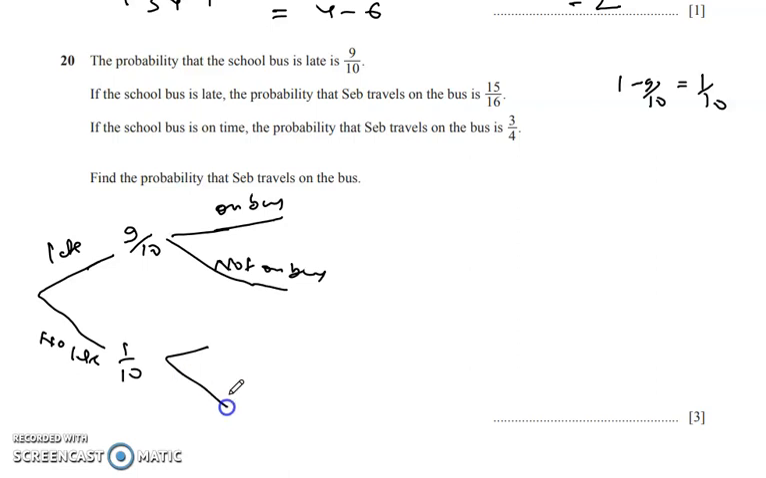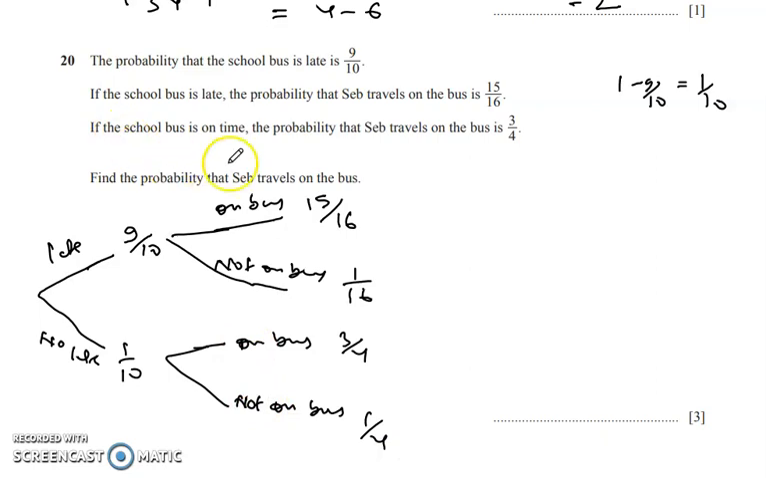Okay, similarly I am going to draw on bus and not on bus. So on bus, if the school bus is late, then on bus probability is 15 by 16. Then not on the bus will be 1 upon 16. Why? Because 1 minus 15 upon 16. If the school bus is on time, that means not late. On time is not late. So SEB on bus is 3 upon 4. So this will be 1 upon 4.